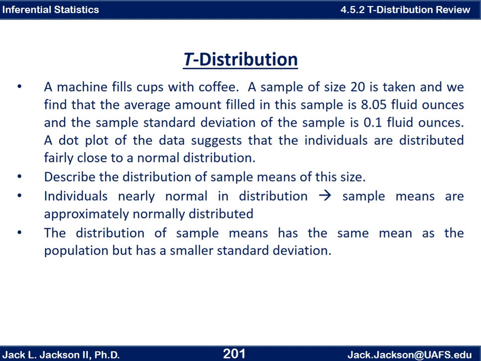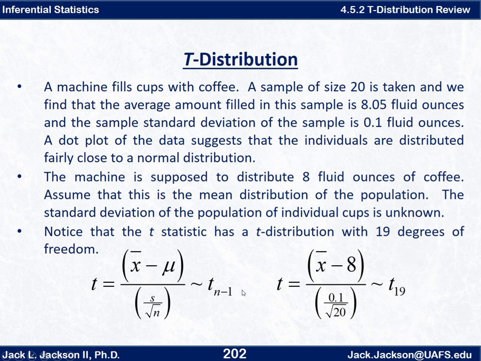Well, since the individuals are nearly normal, the sample means are approximately normal, especially with the sample size of 20. That's pretty big, so it's going to be good there. And the distribution of sample means has the same mean as the population, but has a smaller standard deviation. And so, since we don't know the population standard deviation, we can do a distribution of t statistics by doing x bar minus mu over s divided by square root of n. In our case, that is x bar minus 8.